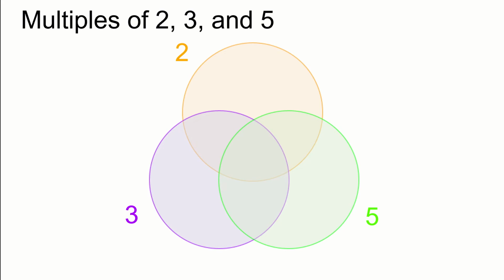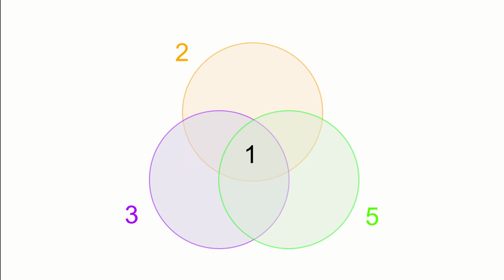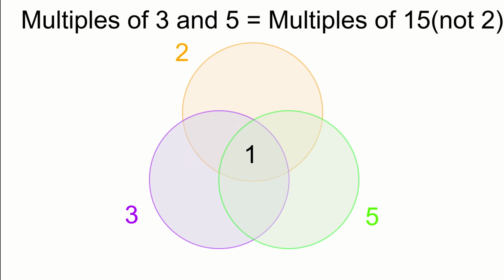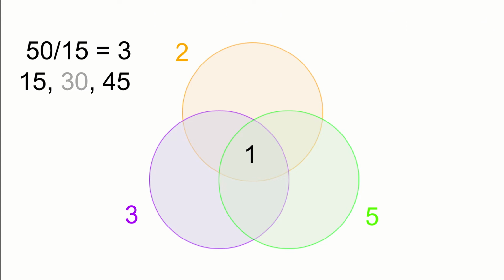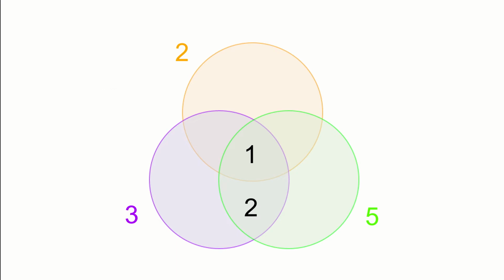A multiple of 2, 3, and 5 is a multiple of 30, of which there is 1. Then there are multiples of 3 and 5, multiples of 15. Doing 50 over 15 gives 3, but checking them reminds us we need to subtract the 30 and are left with 2. It's similar to what we did before, subtract out the combined case. Now we have two numbers that are multiples of 3 and 5 that aren't multiples of 2.